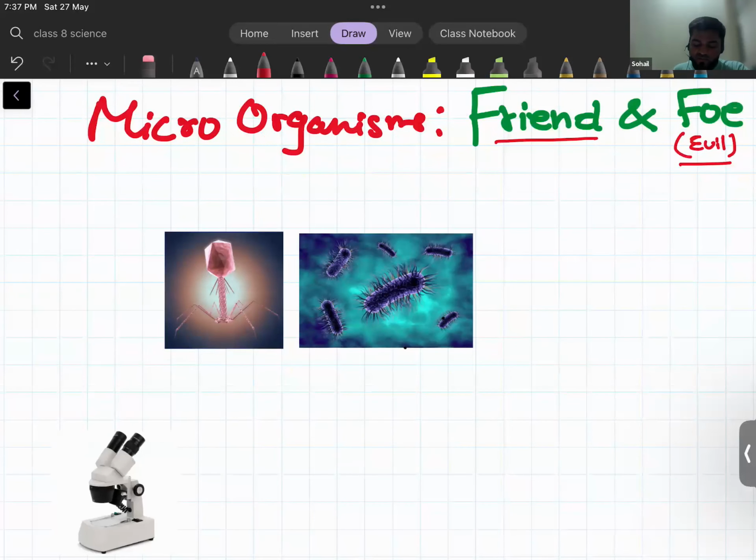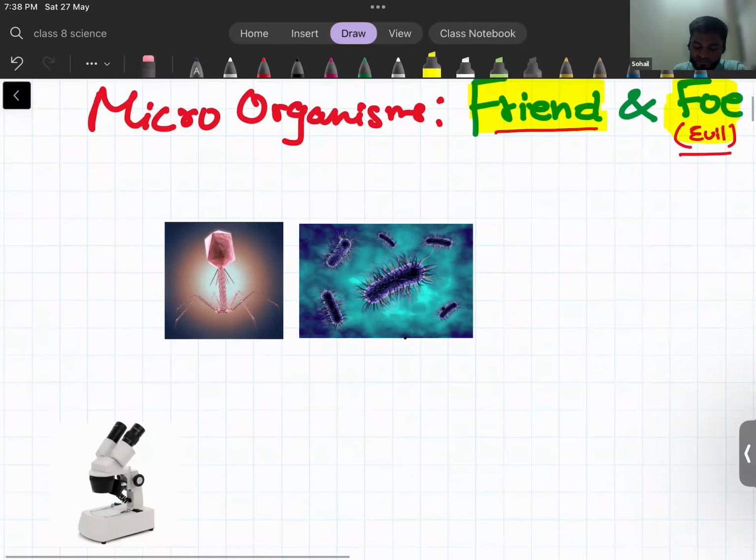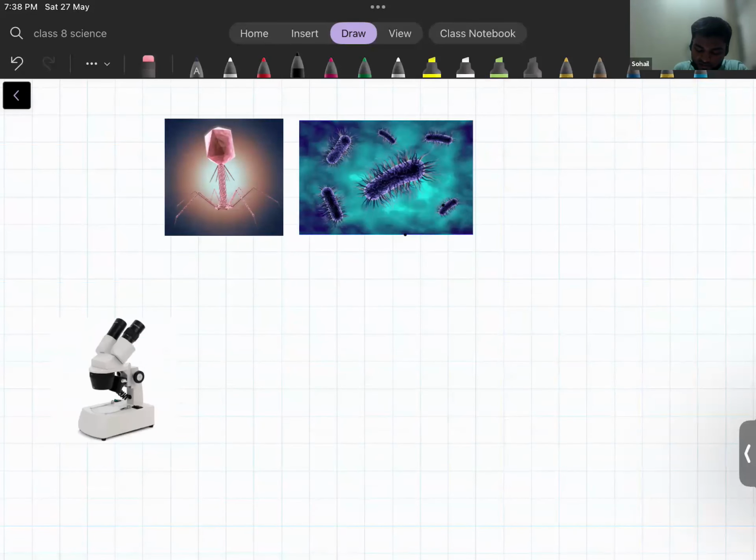Now we will also have a look at in what ways they are helpful for humans, how they are friends of humans, and how they are evil for human health. How they act as foe for humans, like how they spread the diseases here. So the figures here I have taken, first one is of a virus, another one is of a bacteria.